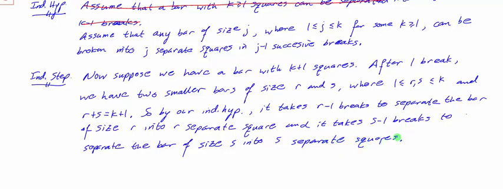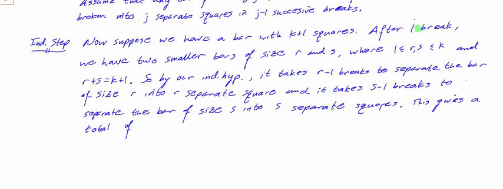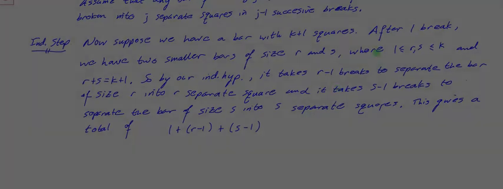And now we're going to add up all of the breaks that we've performed. So this gives a total of, well, we had the original 1 break plus another r minus 1 breaks for the bar of size r, then plus another s minus 1 breaks for the bar of size s.